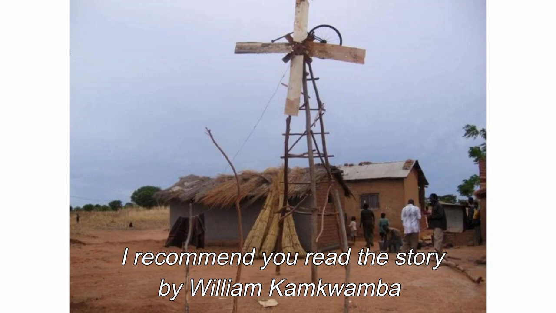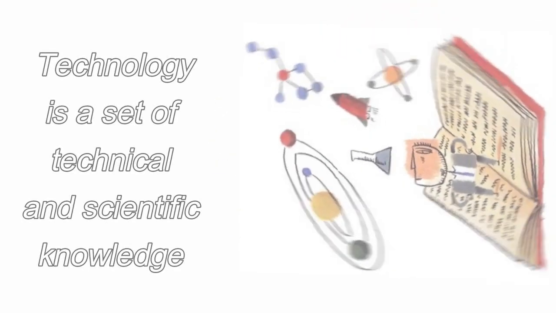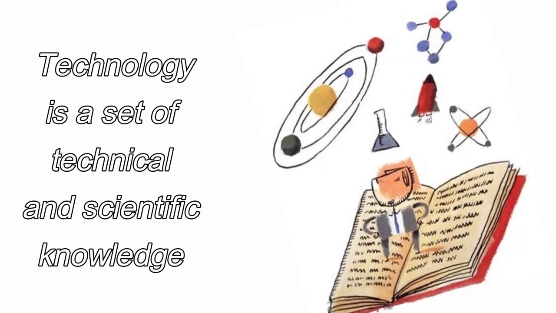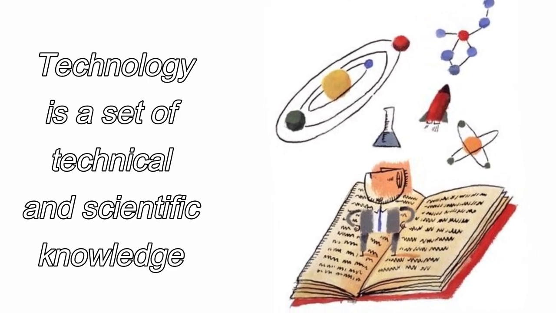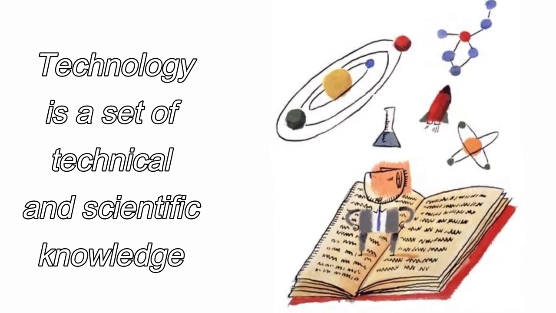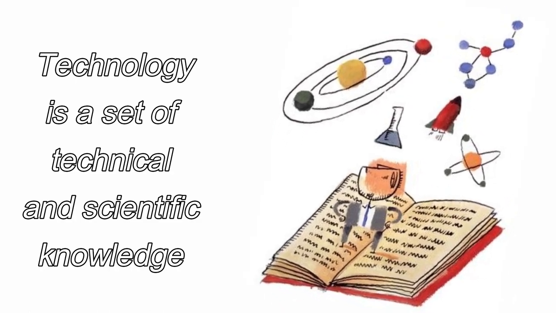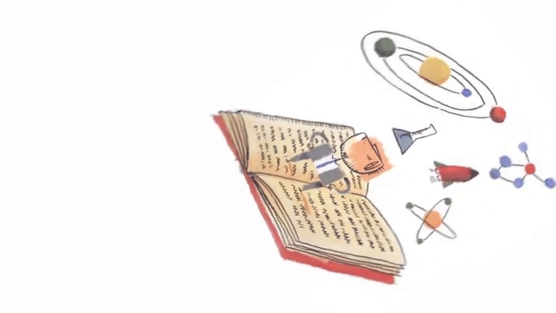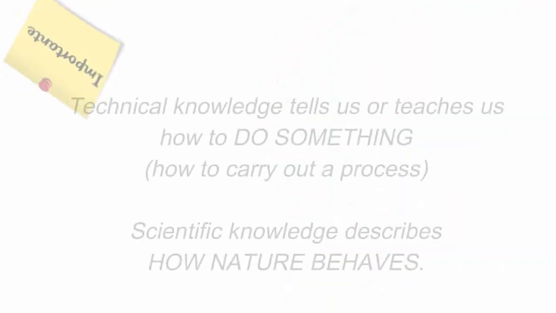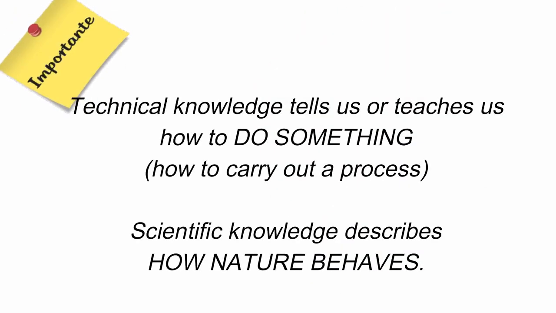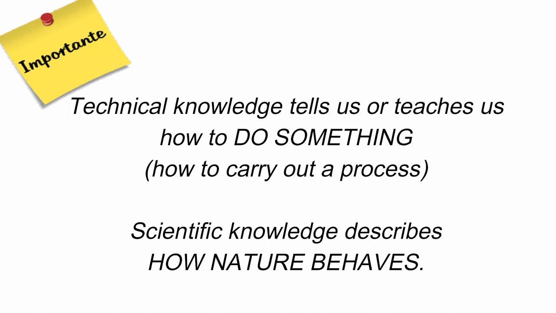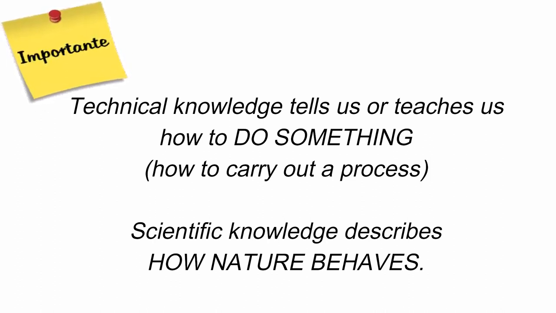We said that technology is a set of technical and scientific knowledge applied to create objects and improve our lives. Therefore, the first thing we have to do is distinguish between technical knowledge and scientific knowledge. Technical knowledge tells us or teaches us how to do something, how to carry out a process, while scientific knowledge describes how nature behaves.